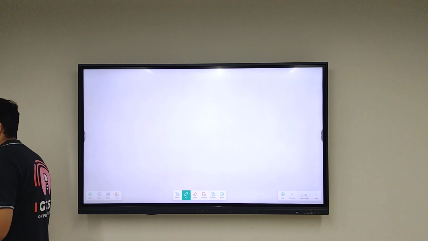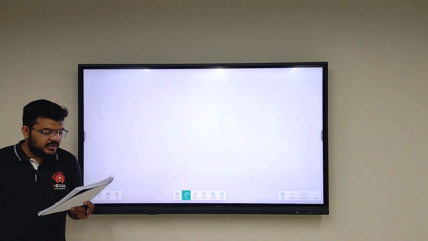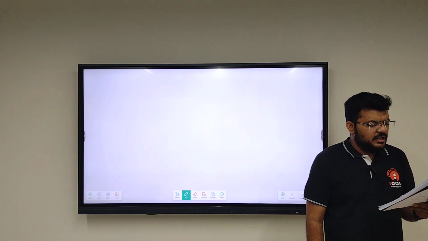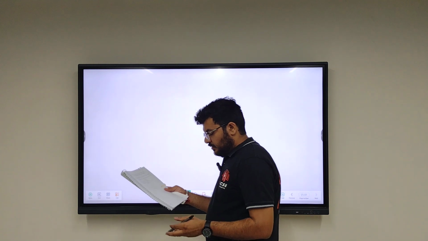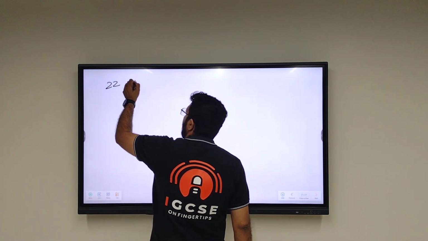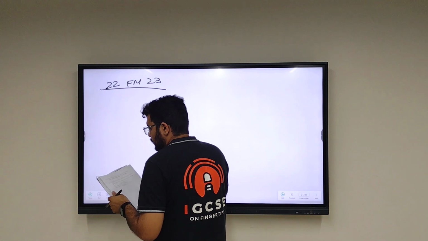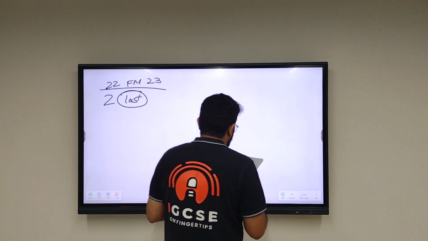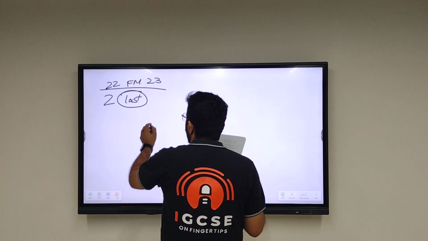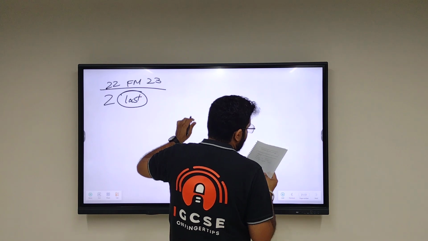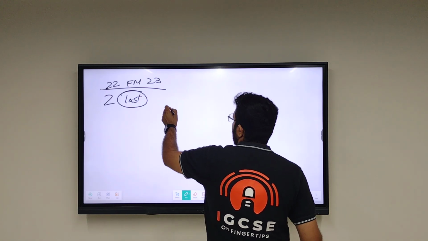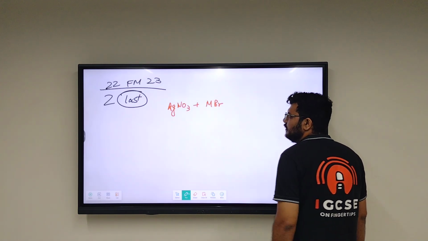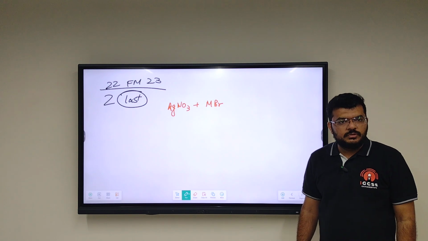Compound X, an anhydrous group 2 bromide, is dissolved in water and titrated against aqueous silver nitrate solution. Identify X. Which paper is it? Question number 2, the last question. Compound X, an anhydrous group 2 bromide, is dissolved in water and titrated against aqueous silver nitrate. So AgNO3 plus MBr. It should be MBr2 because it is group 2.